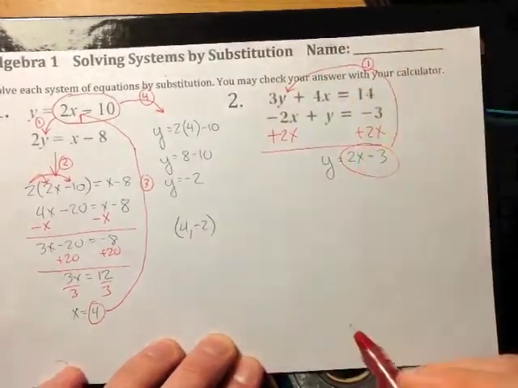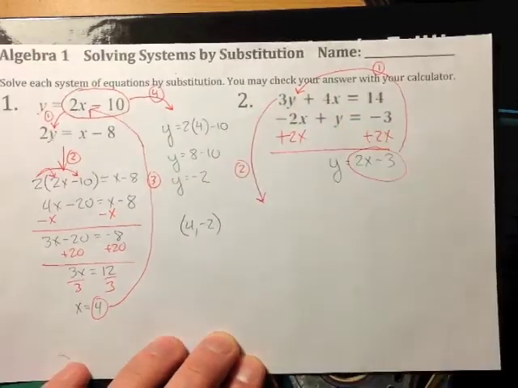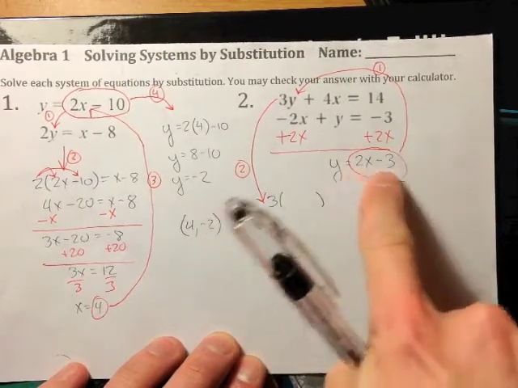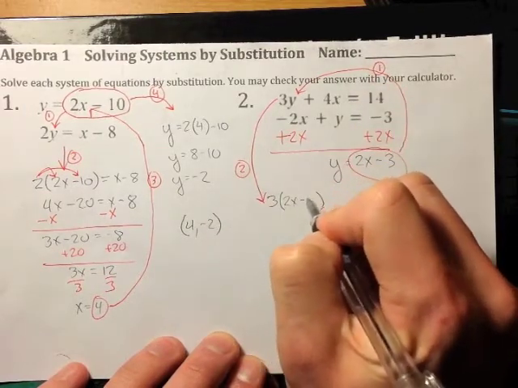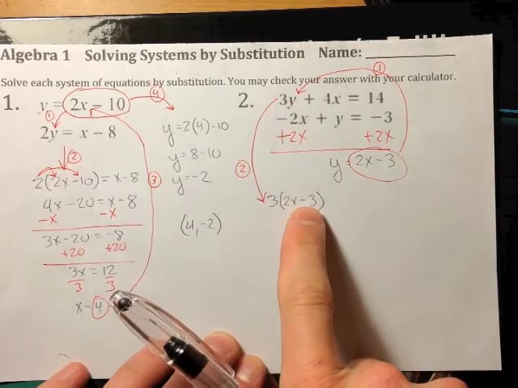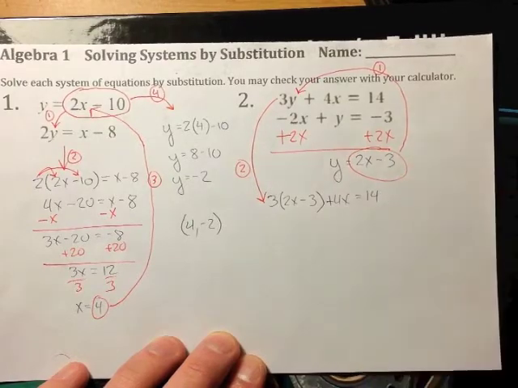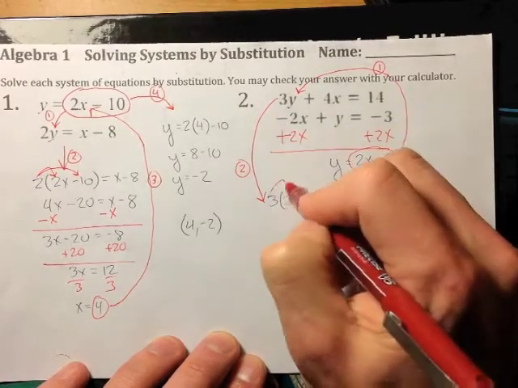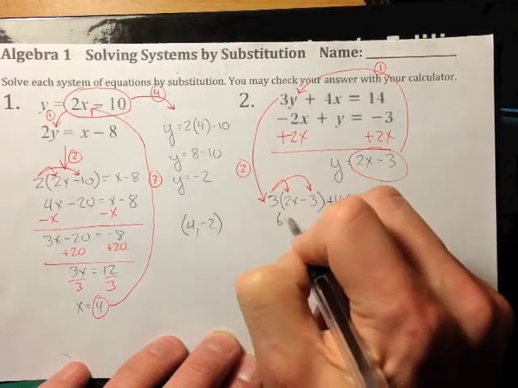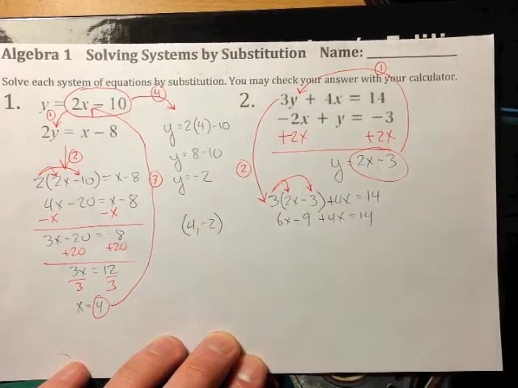Now here I can take the 2x minus 3, I can stick it into the first equation. That's going to be my first step. And then I'm going to bring this equation back down. So 3 times, in parentheses, 2x minus 3. So the y disappears and is replaced by 2x minus 3 inside of parentheses. And then plus 4x equals 14. Next step here is to distribute the 3. So 6x minus 9 plus 4x equals 14.